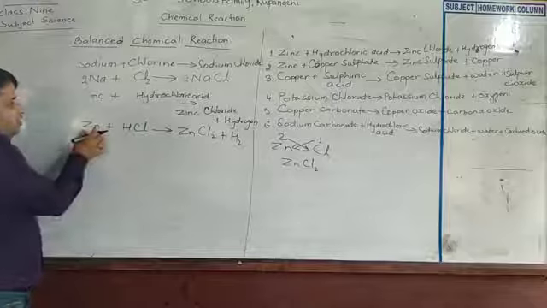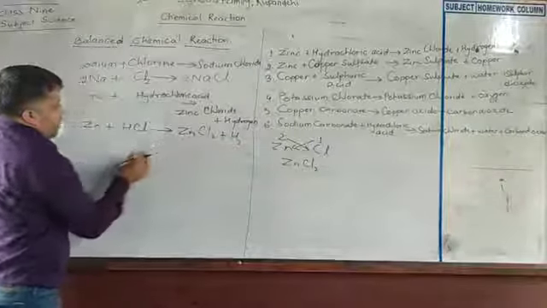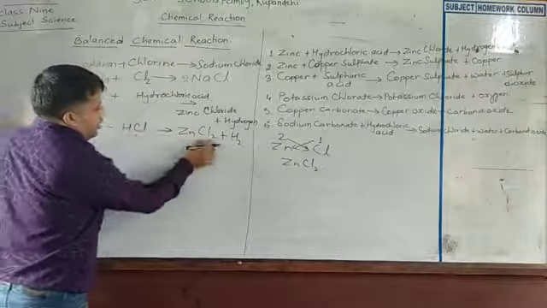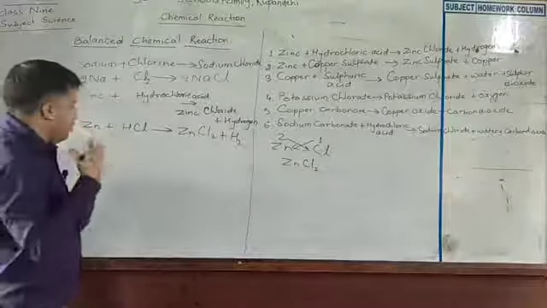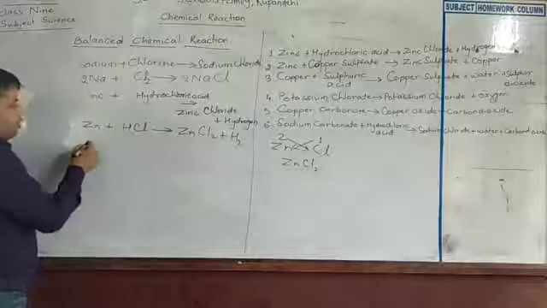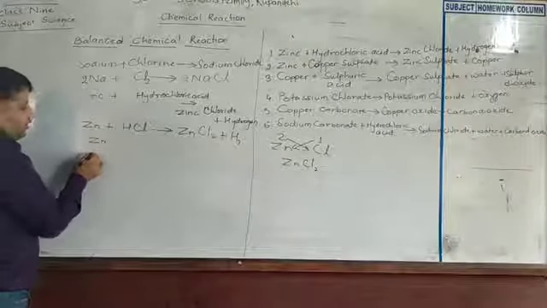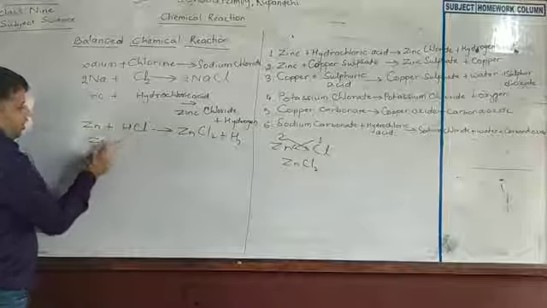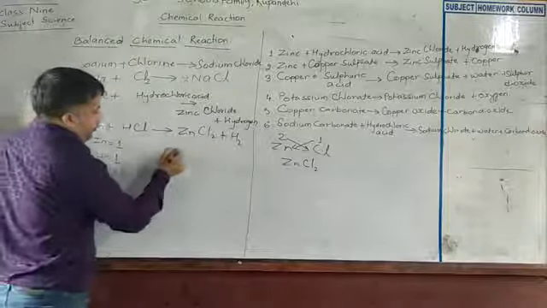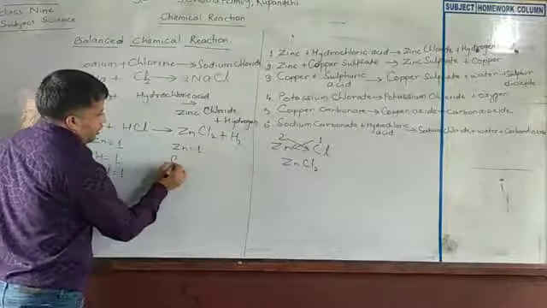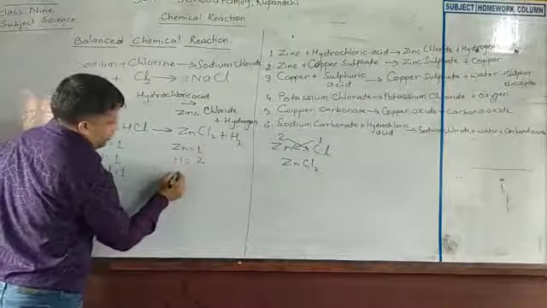So now let's count. Zinc 1, 1, it is balanced. Hydrogen, here 1, here 2, it is not balanced. And chlorine, here 1 and 2 here, so it is not balanced. We can do it directly by keeping it in mind, and we can balance. Otherwise, we can write the atoms. First of all, we will try to balance the zinc. Zinc, how many atoms? 1. Then hydrogen 1, chlorine 1. And on the product side, zinc is 1, hydrogen is 2, chlorine is 2.